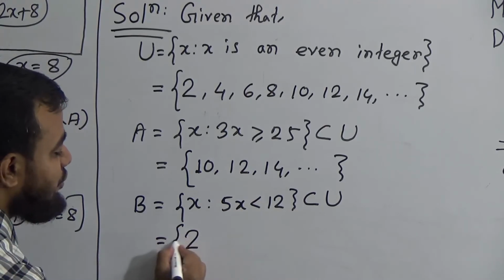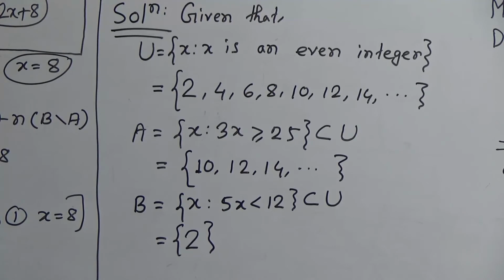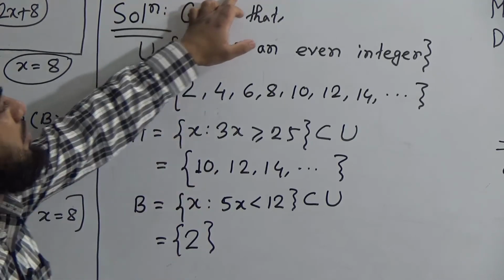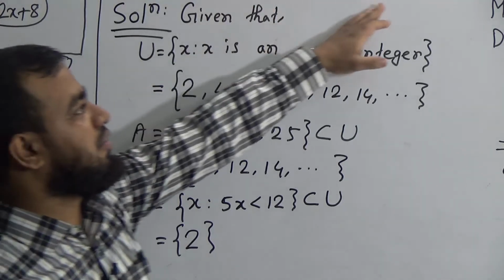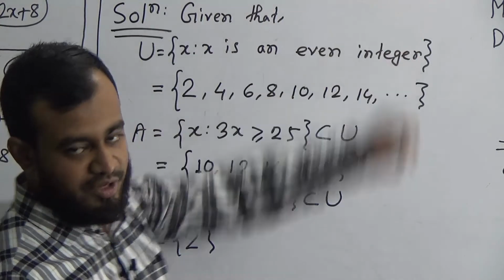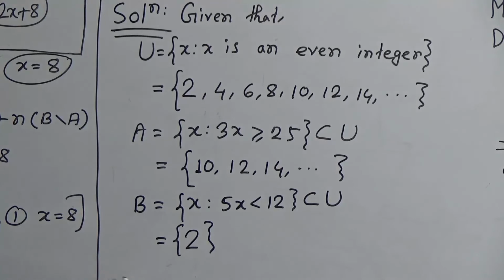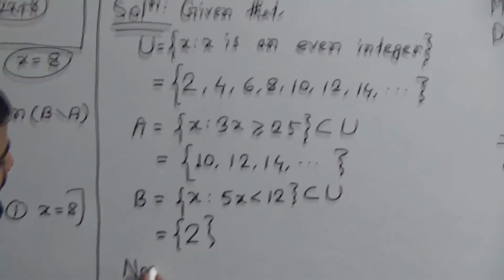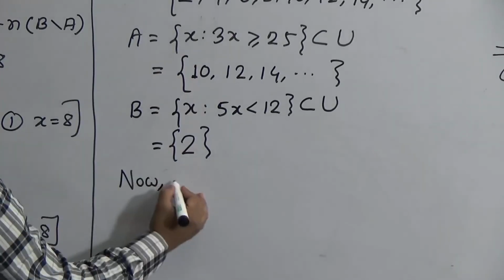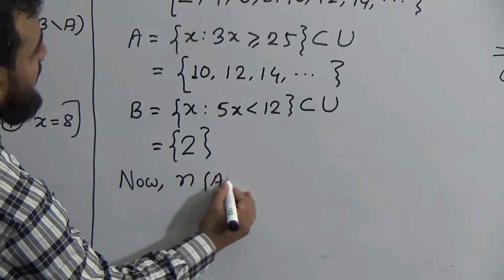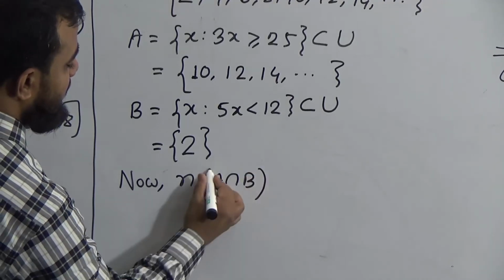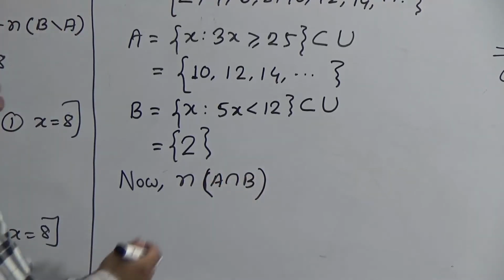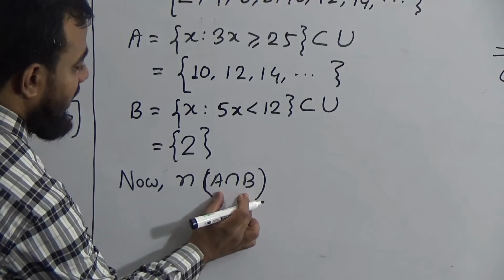So only 2 is the element of the set B. Now my dear students, we can find out easily the number of elements of A intersection B and the number of elements of A prime intersection B prime. How? Look, first of all we need to find out the number of elements of A intersection B. So what is A intersection B? First of all we need to find out A intersection B.